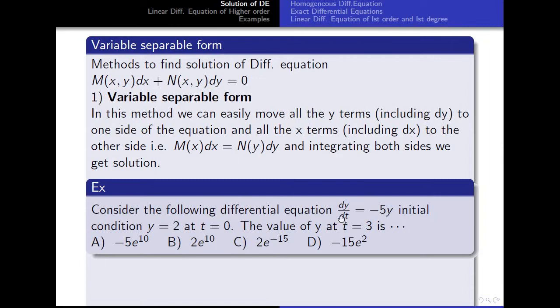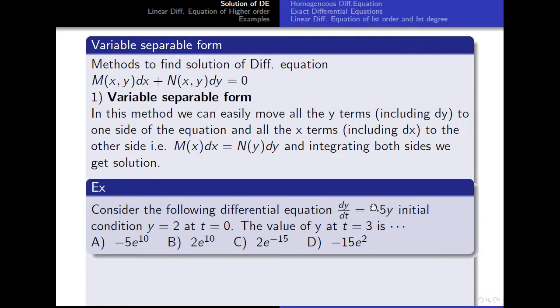Now here one example is there. Again, this example is from your last GATE exam. Here dy by dt is equal to minus 5y. Initial condition is y is equal to 2 at t is equal to 0. The value of y at t is equal to 3, options are given. Now dy by dt is minus 5y, therefore easily I will take this 5y to this side.